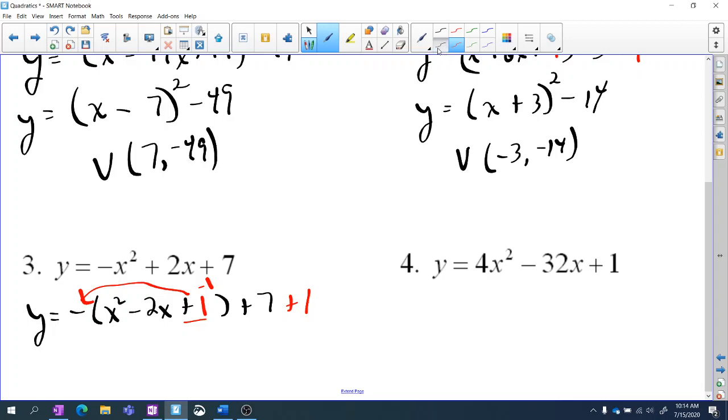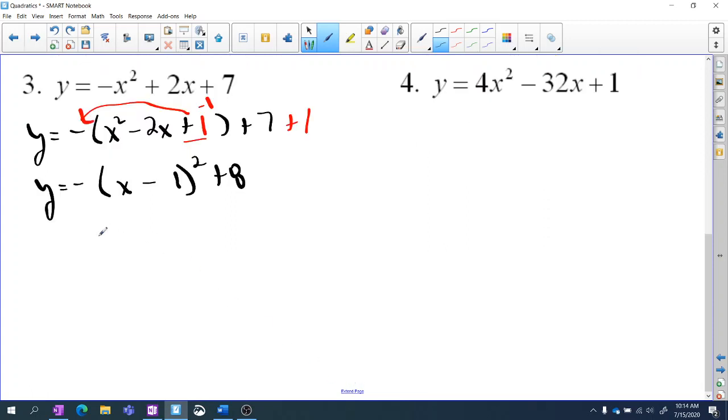Go to vertex form. Square root of the first, sign of the middle, square root of that one, all squared. 7 plus 1 is 8. We've got our vertex now here in front of us. It opens down, is all this means. Vertex is at 1, 8.